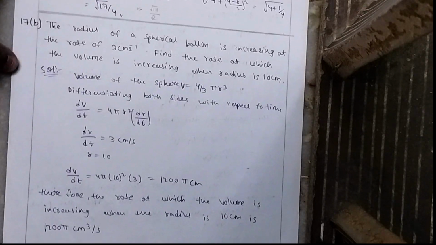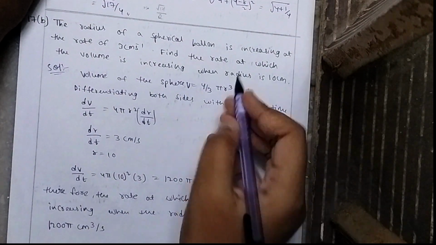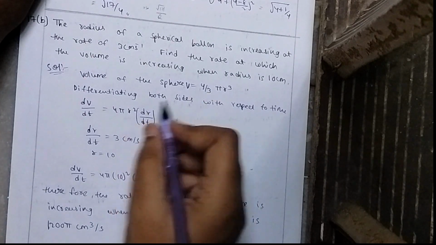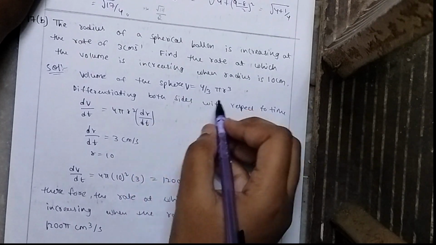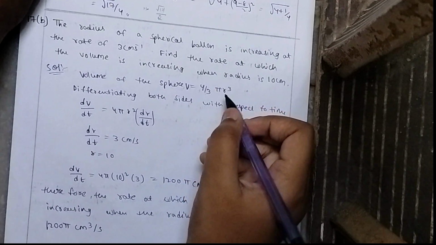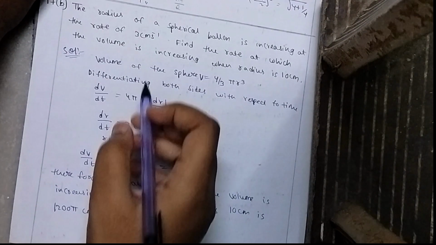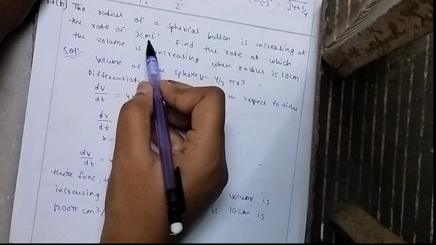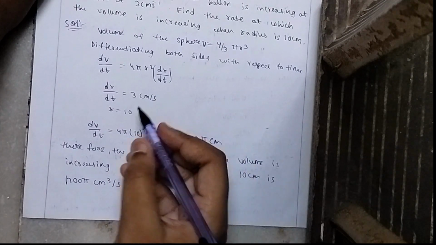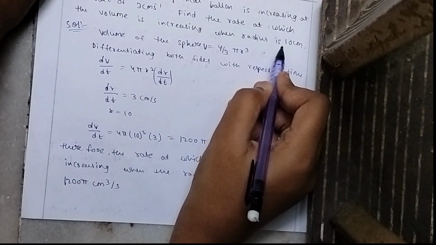So we know that the volume of a sphere is 4 by 3 pi r cube. Now differentiating this with respect to time, dV by dt equals 4 by 3 into pi r square into dr by dt. So already given the rate is increasing at 3 centimeter per second. So dr/dt equals 3 per second. That means, and radius equals 10.